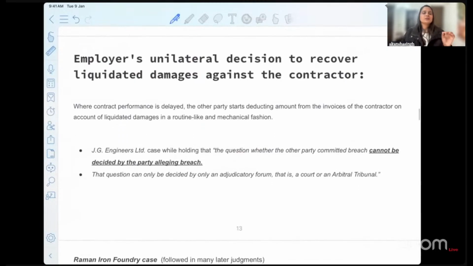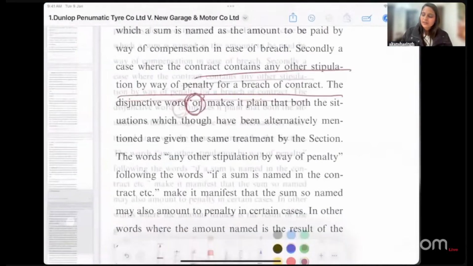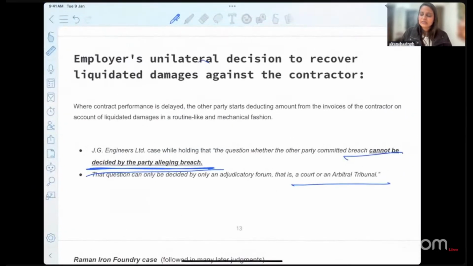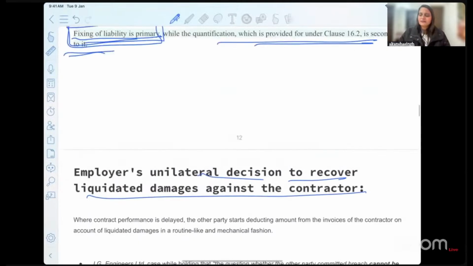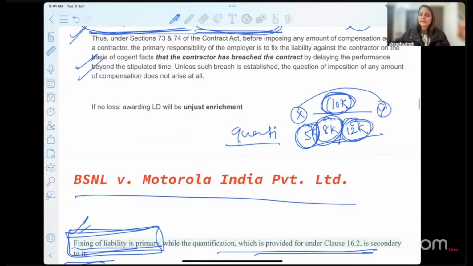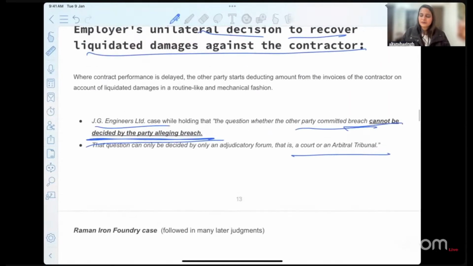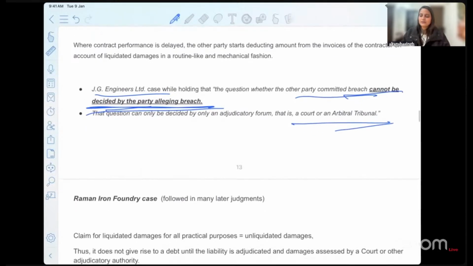requires the party to reach the court, and for the court or arbitrator or anybody to decide what remedy should be given. Employers unilaterally cannot decide. Okay, so we can't say that the employers can unilaterally decide and recover liquidated damages. In this case, can Y decide that, okay, you have to pay me 10,000 rupees? No. So this is an extension which was covered in other cases, wherein the court said that you have to first go ahead with the primary rule.